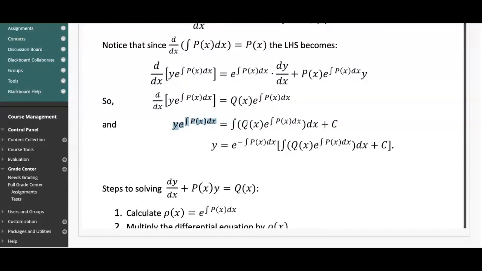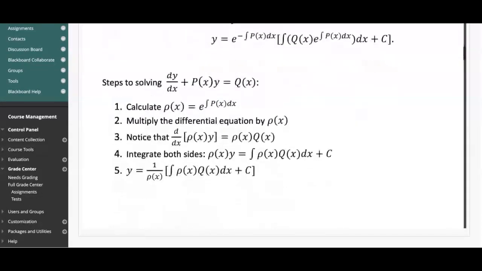Then we just get this. We integrate both sides. Integration and differentiation cancel out, and we just get y times rho of x, the integrating factor. Integrating the right-hand side, we see y equals this right-hand side divided by rho of x, which is the integrating factor.